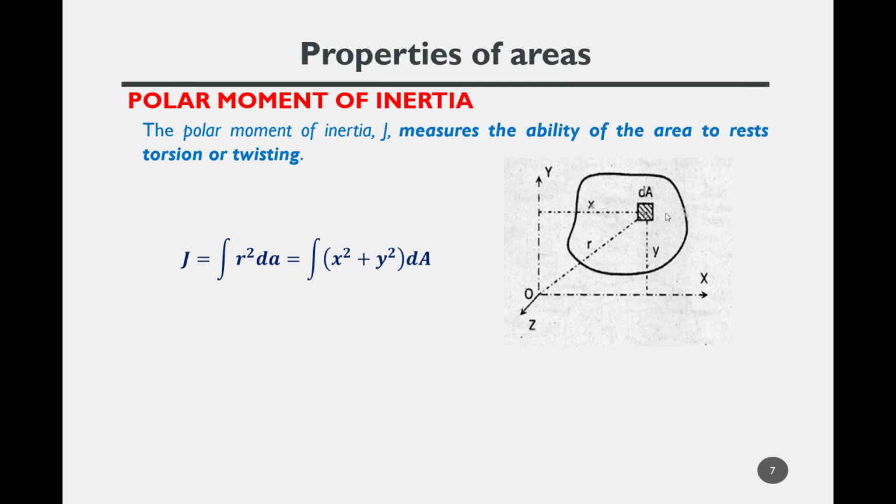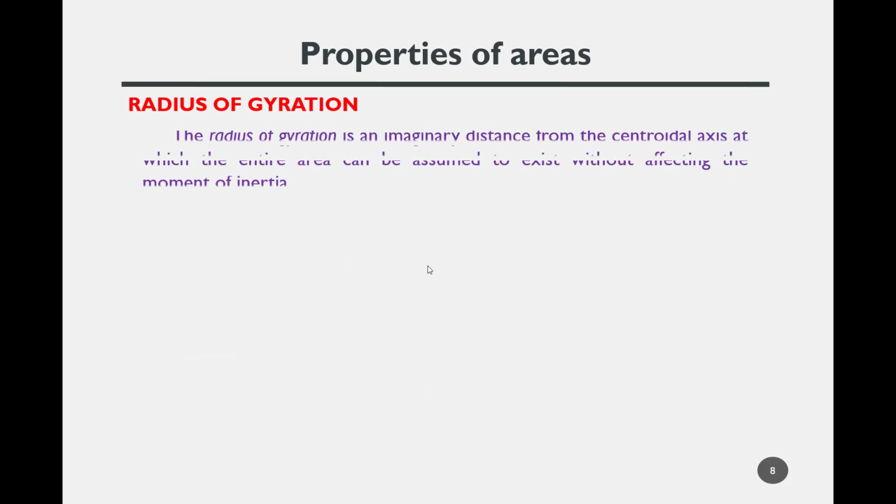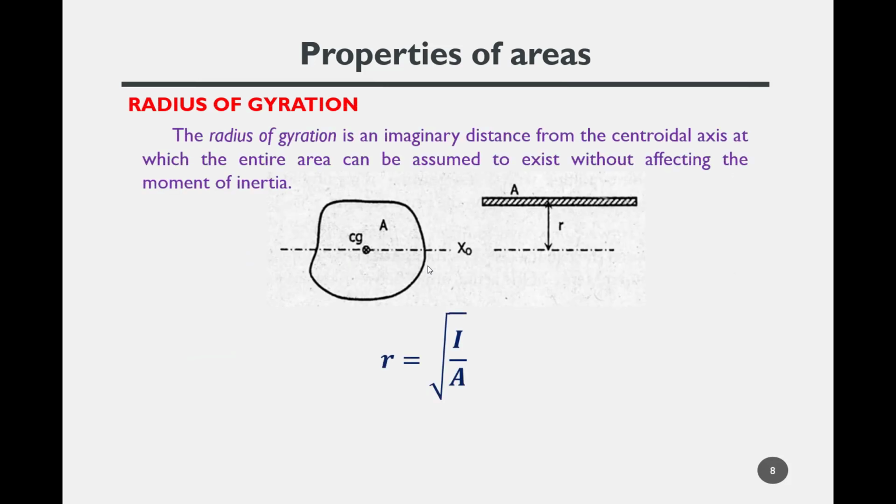For the polar moment of inertia, we have the integral of r squared dA, or x squared plus y squared dA. So for the perpendicular axis theorem, we have J, or polar moment, is equal to Ix plus Iy. So alam naman natin yung formula ng Ix and Iy, di ba? Yung kanina. So for the radius of gyration, r is the square root of I over A.